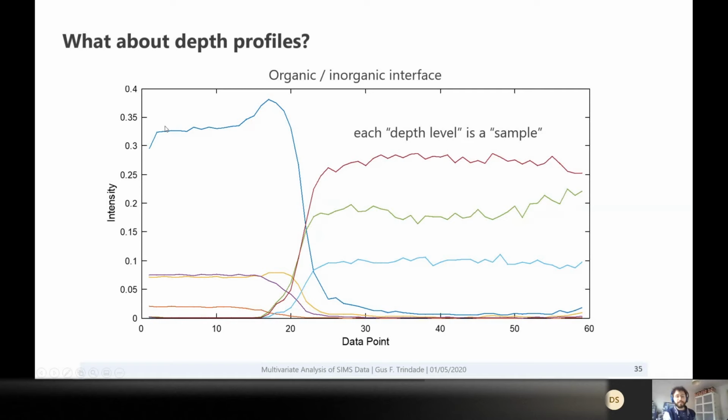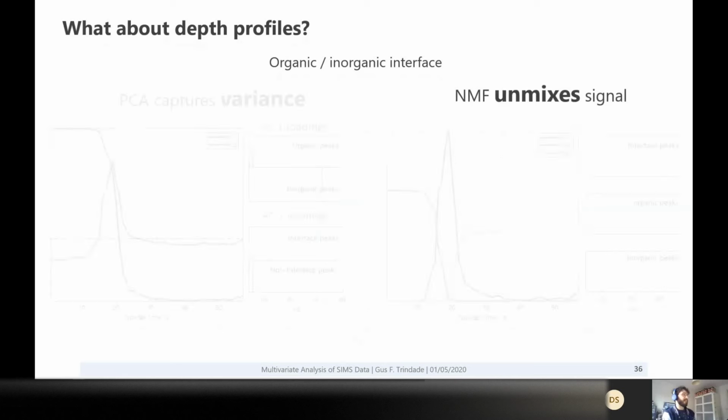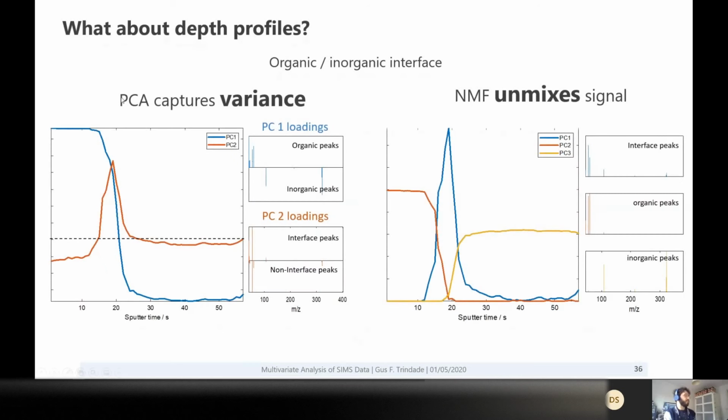So if we do exactly the same for this depth profile and the same sort of comparison, you see that in the PCA, PC1 goes from a positive value and swaps to a negative. So you can think of the loadings, looking at the chemistry of the peaks: positive are related to the organic peaks at the beginning of the depth profile. The negative is related to inorganic peaks towards the end of the depth profile. And then PC2 is quite interesting because it goes positive only at the interface region.